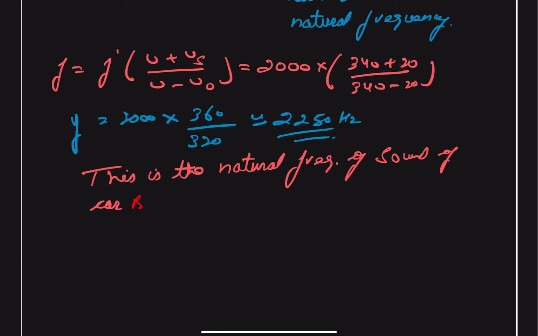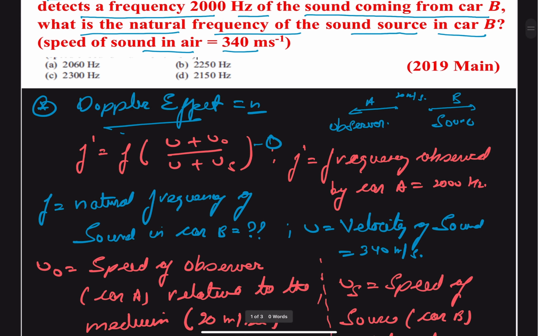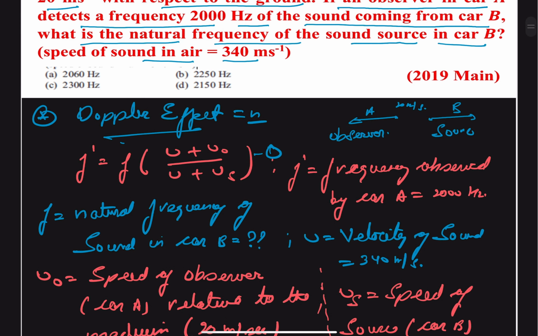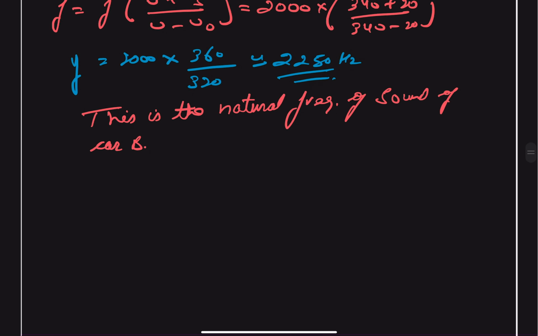And the options that are given to us, we can say option number B is the correct option. This completes the question. Thank you.